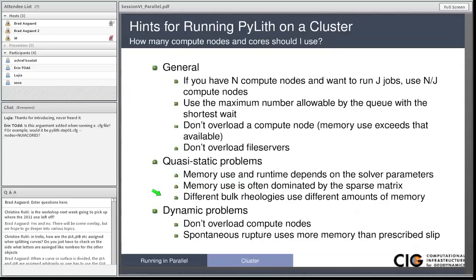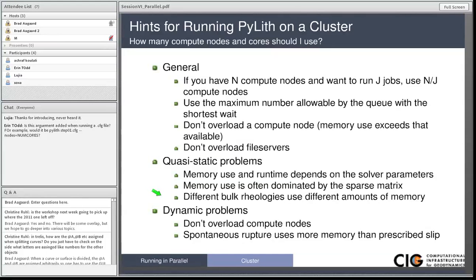And also, when you partition your mesh, if you have different rheologies that are using different amounts of memory, that's going to cause some memory imbalances. And so you may end up with some processes that are going to use a lot more memory than others. So you want to make sure when you're monitoring your job that you're monitoring the processes that are going to be using more memory, or at least get a total picture of what's going on, rather than just a single process that may be using less memory.